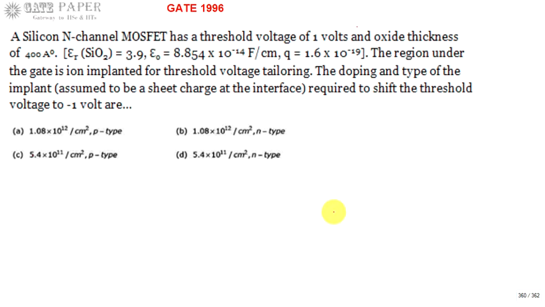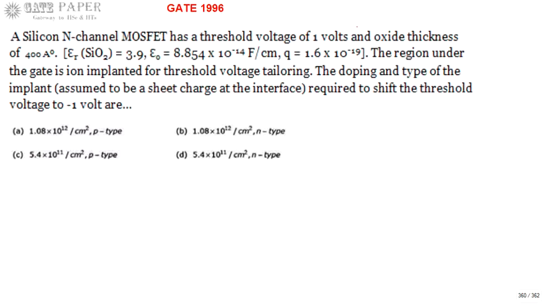Hello, we are discussing the GATE 1996 ECE paper, and this question is related to electron devices. It is given that a silicon N-channel MOSFET with a threshold voltage of 1 volt and an oxide thickness of 400 angstroms is used, and the region under the gate is ion implanted for threshold voltage tailoring. That is, to change the threshold voltage, we can use the ion implantation technique.